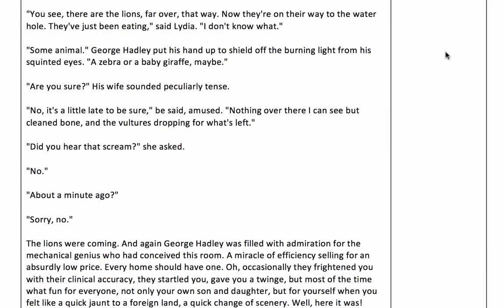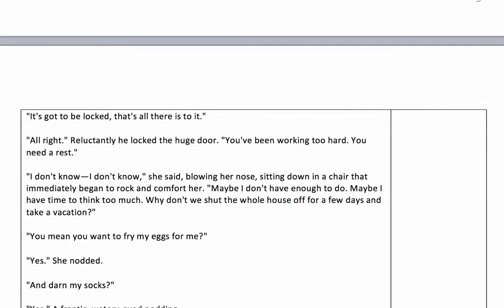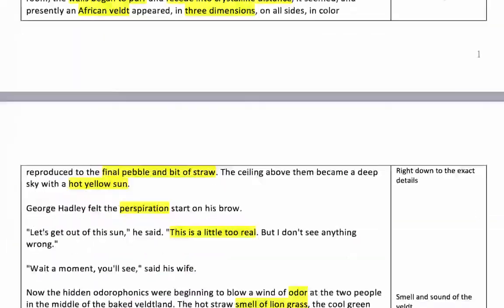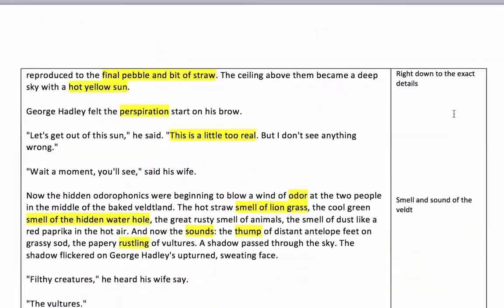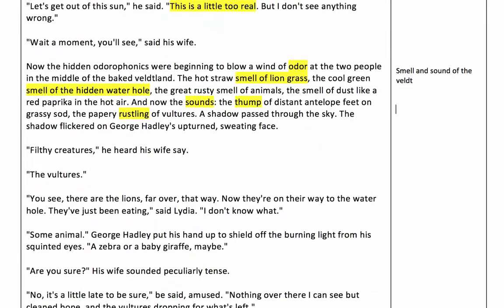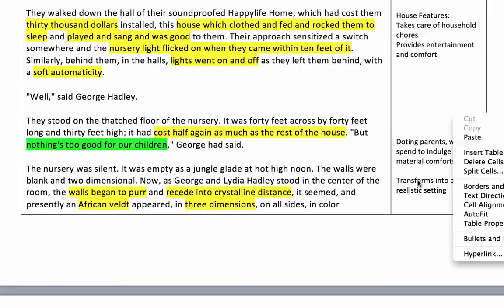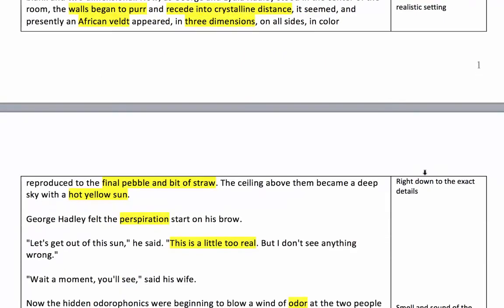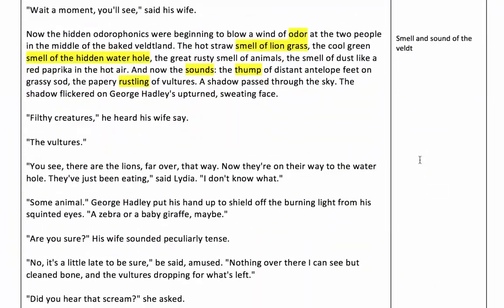Oops, where are we now? So this text is good for those of us doing descriptive writing at the moment. But of course, unfortunately, you're not asked to describe an African Veldt yet.